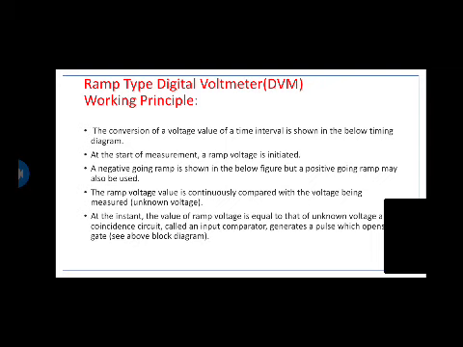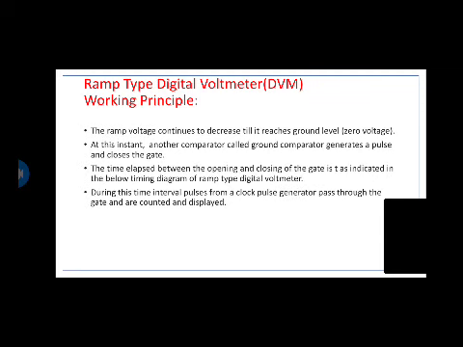The conversion of the voltage value to the time interval is shown in the below timing diagram. At the start of measurement, a ramp voltage is initiated. A negative going ramp is shown in the below figure, but a positive going ramp may also be used. The ramp voltage value is continuously compared with the voltage being measured, the unknown voltage. At the instant the value of ramp voltage is equal to that of the unknown voltage, which is considered coincident, a circuit called an input comparator generates a pulse which opens the gate.